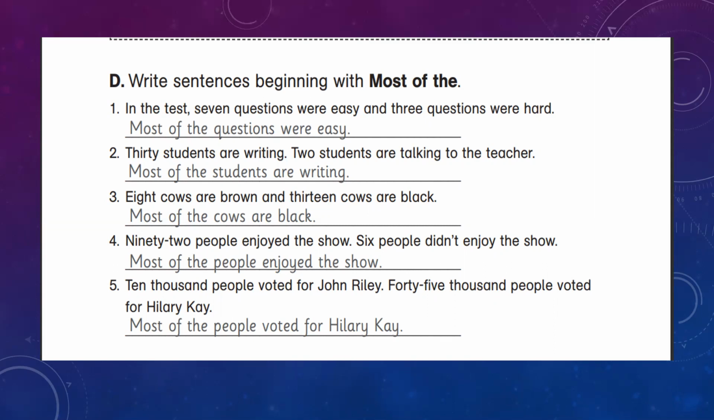Number 5, 10,000 people voted for John Briley. 45,000 people voted for Hillary K. Most of the people voted for Hillary K. Now complete this exercise as I have given you the clues. Now come to the next.